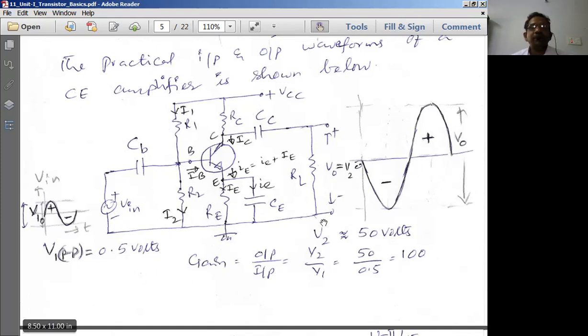Now here in this amplifier circuit, we are normally providing the network biasing. So what is network biasing?